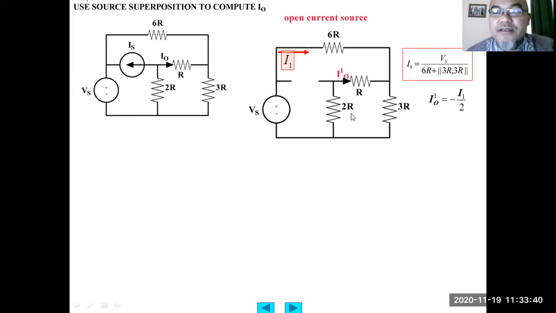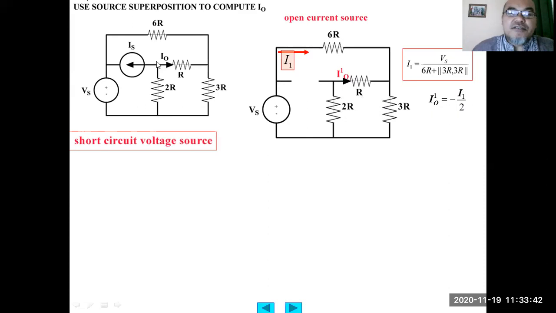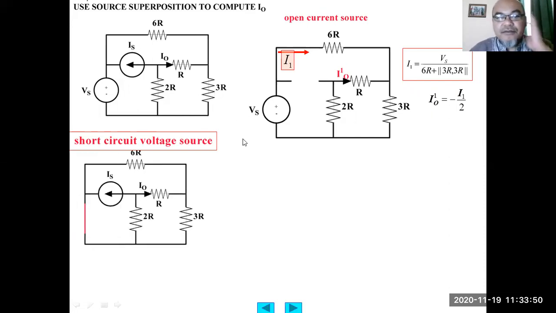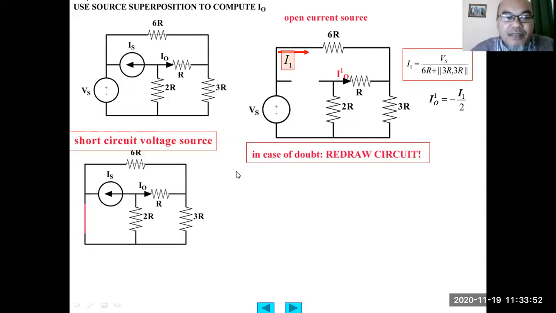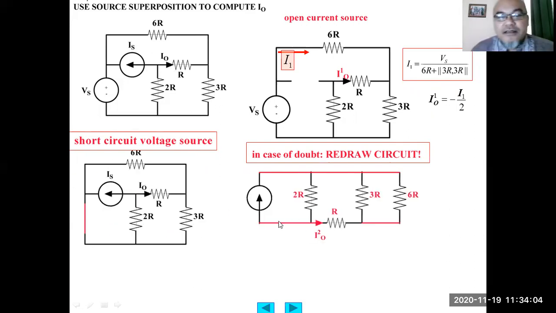divided by 2. Then, short circuiting the voltage source, we calculate the contribution by the independent current source IS towards IO. So from here, it's better to always redraw if you are in doubt. What happened to this one? So basically this becomes a single node. Okay, so then we can calculate it like this.